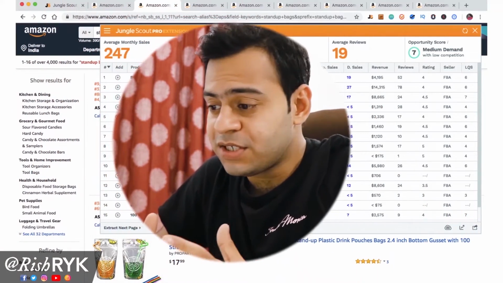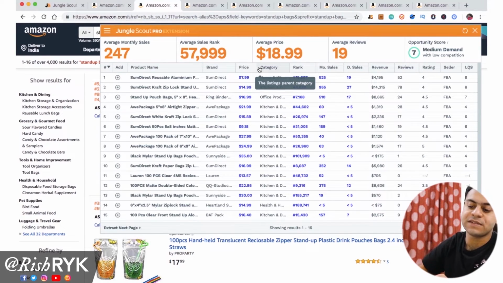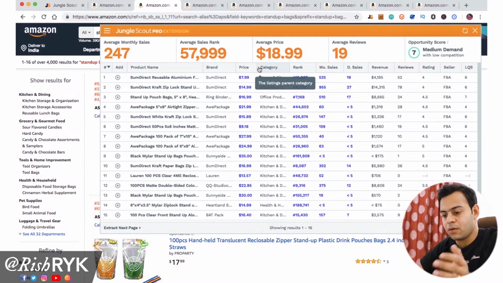Alright guys, we have run the JungleScout on this product and we have all of the numbers in front of us. What it has basically done is gone through all of the listings on this particular page in the back of the overlay that you see, and it has pulled the data of all of these 16 products which are there on this page from its backend. It's put it on a chart for us to easily mine through and observe.